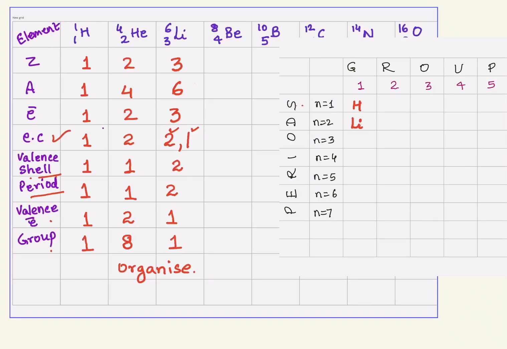Go on to beryllium, atomic number 4. So we'll have atomic number, mass number, number of electrons, electronic configuration, valence shell. Which is the valence shell? The second one. So the period number will also be 2. What about the valence electrons? How many are there? Perfect, 2. So the group number would also be 2. So we have the first element under group 2, period 2.